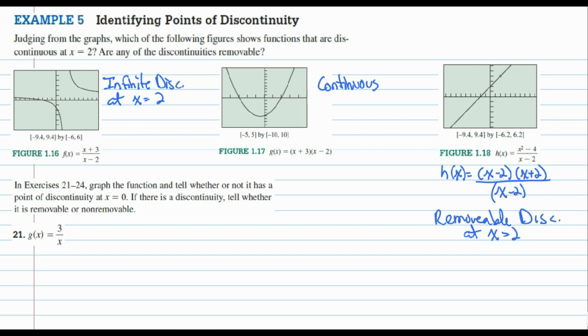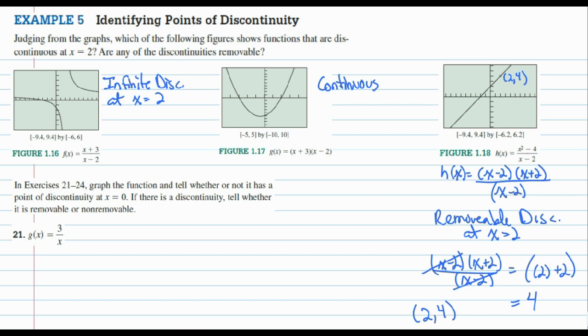Now there's a trick. I can actually find out what y value would fill in that little hole. I can remove this problem. So if I take x minus 2, x plus 2 over x minus 2, I can remove the issue that's causing the discontinuity. And then I can find out what will happen when I plug in 2. 2 plus 2 is 4. So the y value that's also missing is 4. Technically, there is a removable discontinuity at the point (2, 4).